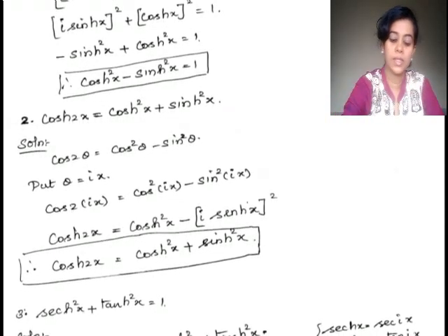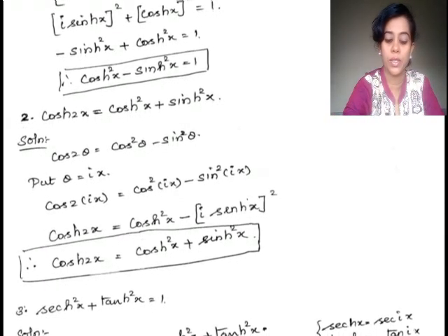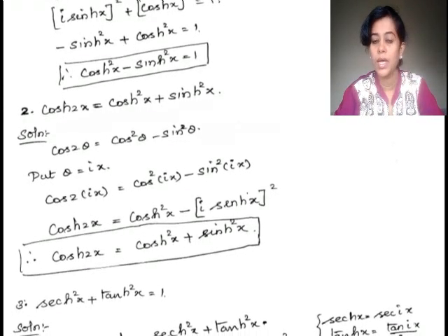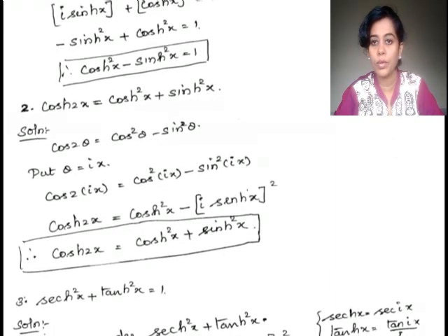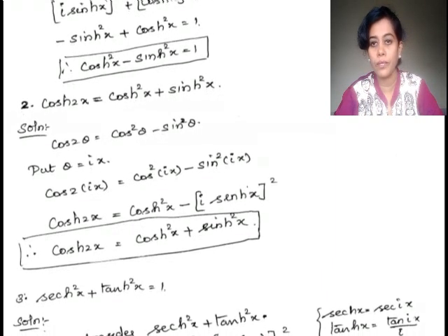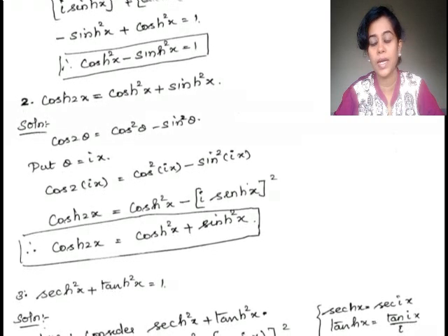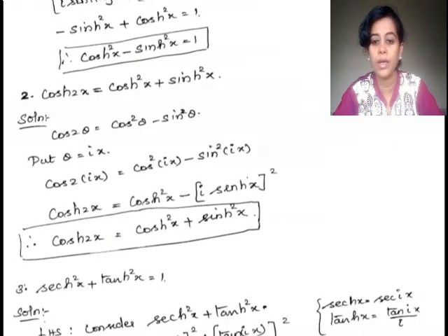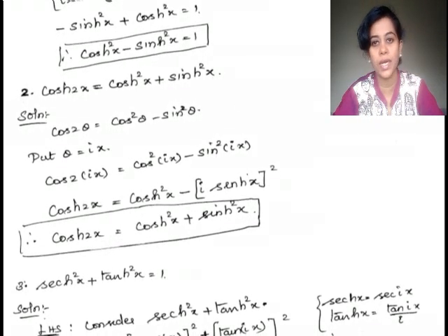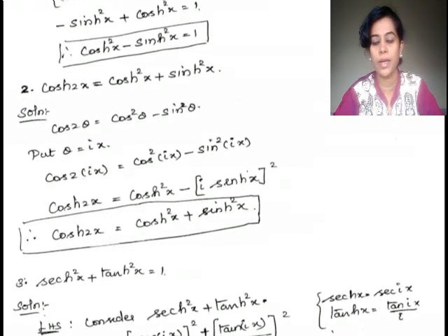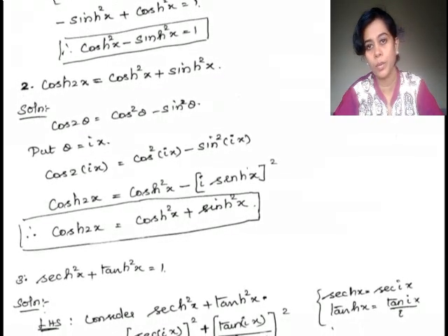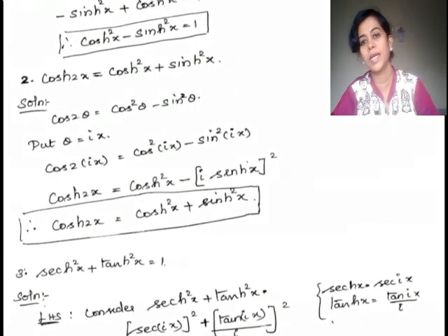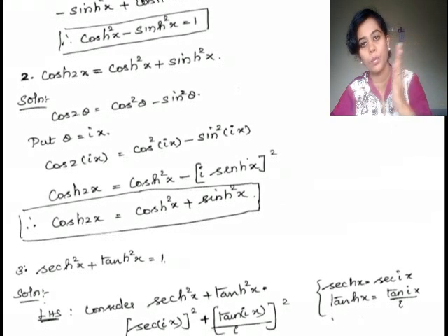So the third result, sech²x + tanh²x = 1. Consider the left hand side, sech²x + tanh²x. Here we are going to take the left hand side and try to prove the right hand side. We are not taking the previous two cases, where we took the trigonometrical identity and using that proved the hyperbolic identity. In the third case, we can prove it without knowing the trigonometrical identity, only taking the left hand side and trying to prove the right hand side.